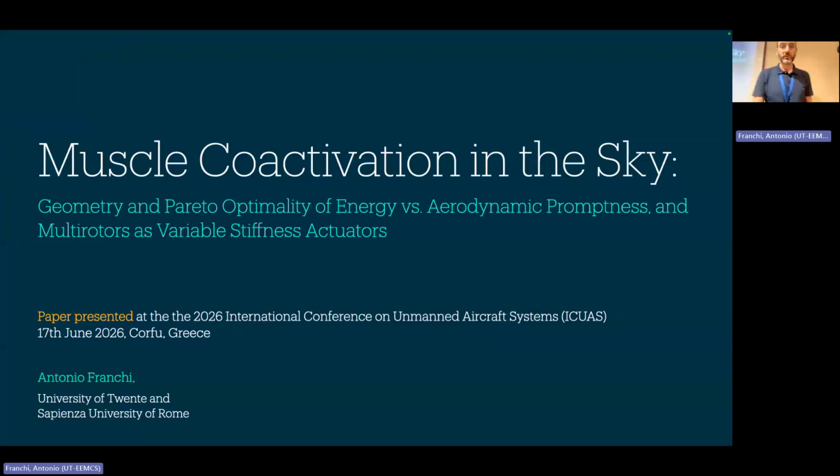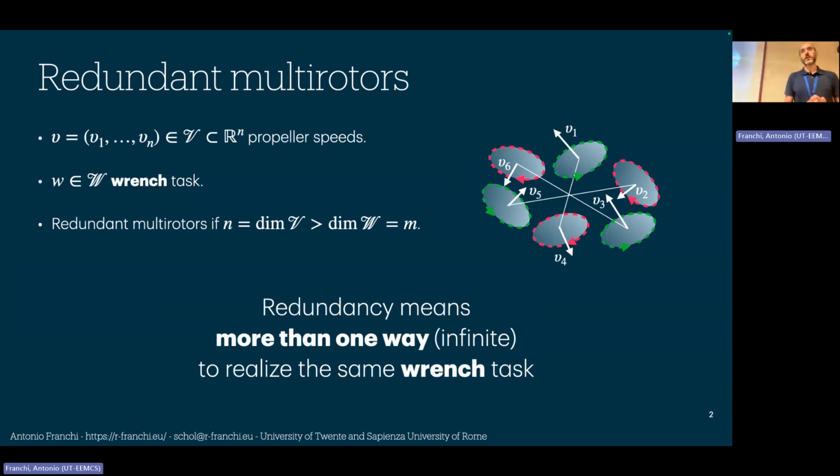Thanks for the introduction. So this talk is about multirotors, which are redundant. Redundancy means that you have more than one way to execute the same branch. So I'm here focused on the branch task, which is typically devoted to control allocation.